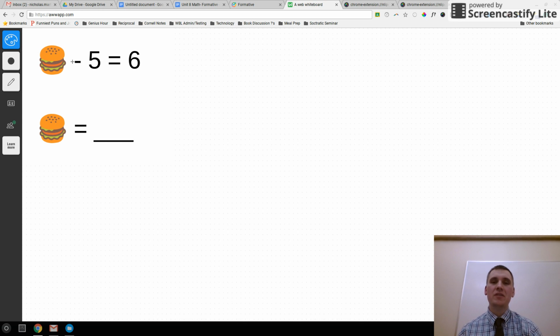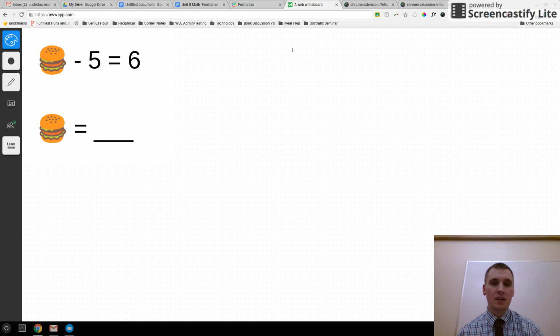Now the symbol in there can be really anything you want. Typically we're going to use letters, which we'll get to in the next few lessons, but we have this hamburger. So I'm trying to figure out what number is hamburger. So hamburger minus 5 equals 6. So I'm thinking about what number do I take away 5 from to get to 6.